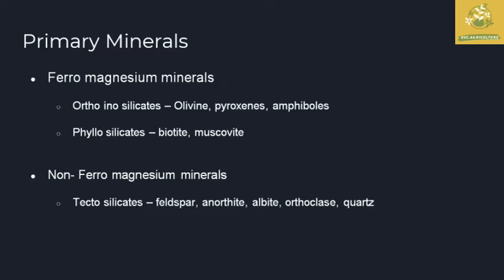Olivine, pyroxenes, amphiboles, biotite, muscovite, these minerals have iron as an important component in them. And after that, the non-ferrous magnesium minerals. In these minerals, iron is absent. These are feldspar, anorthite, albite, orthoclase, quartz. So these are the primary minerals classification.